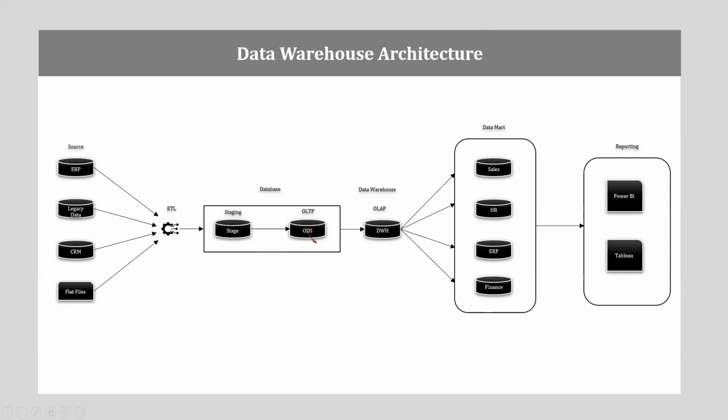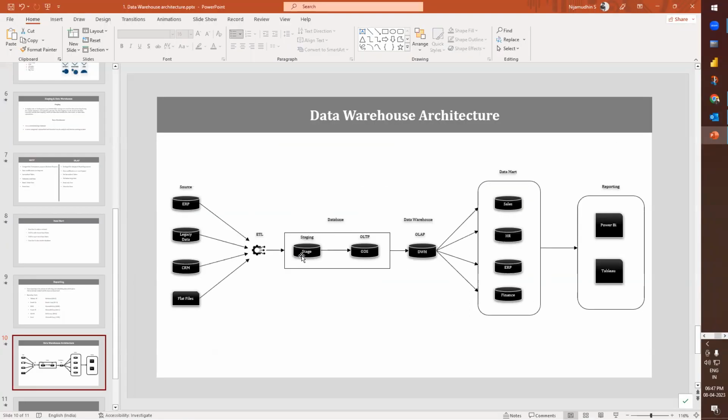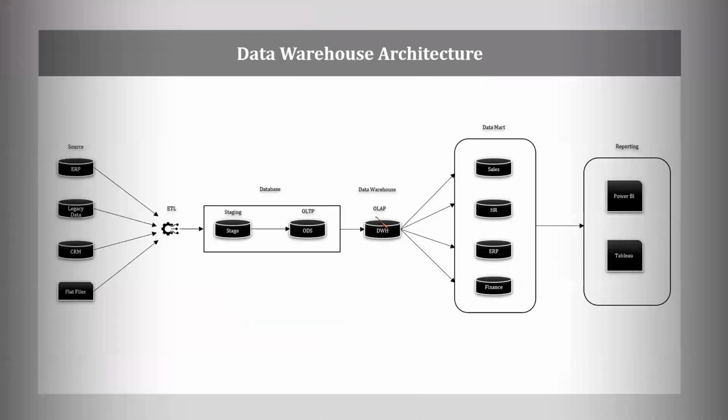Okay, so what is the ODS? ODS means operational data store. Once we receive the data from the source system, we directly load the data into our ODS. After that we can load it into our data warehouse. When the data becomes old data, it automatically comes into the data warehouse. The data warehouse is actually called OLAP. So this is called the OLAP.